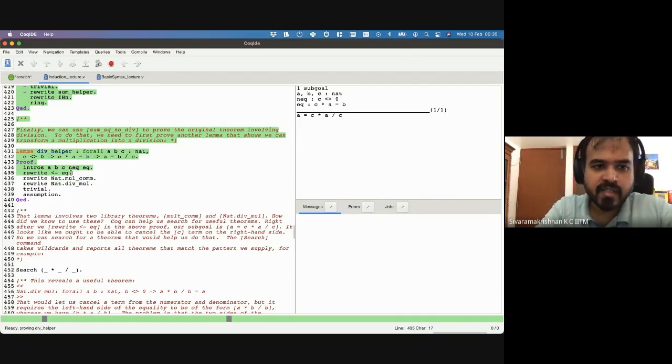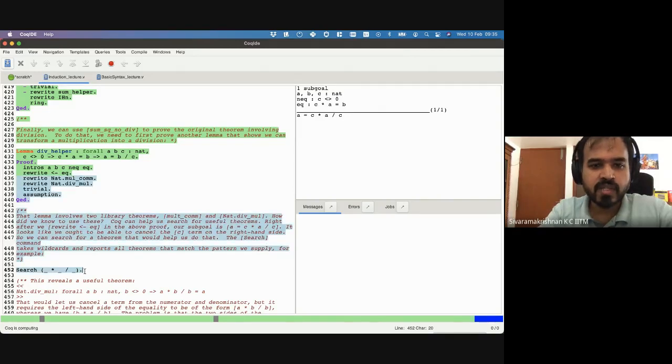In particular, when we were at this stage, we saw that there is a term on the right hand side which is C times A divided by C, and we wanted to cancel out C and C. So we wanted to search for all the theorems and proofs in the standard library that might help us do this. So Coq has this nice search command which can take wildcards for actual terms, and then you can fill in the operators that you want, and you can search for all the theorems and proofs in the standard library, which can help you make progress on this.